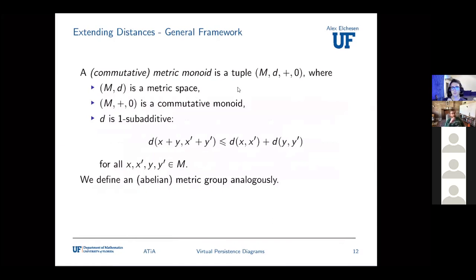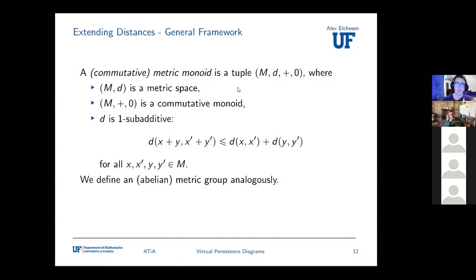So for us, our setting is going to be commutative metric monoids. So these are tuples (M, d, +, 0), where (M, d) is a metric space, which is also a monoid at the same time, and on which the metric and the addition are compatible in the following sense. So d is 1-subadditive, which just means you can break up addition like this. And then we can also define abelian metric groups analogously.